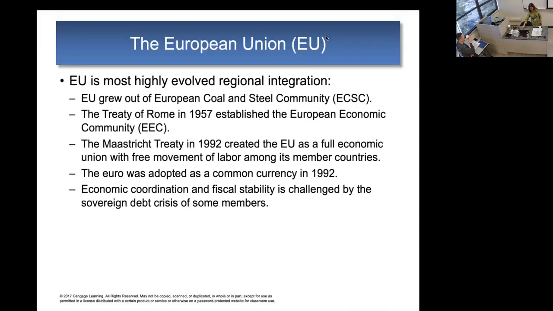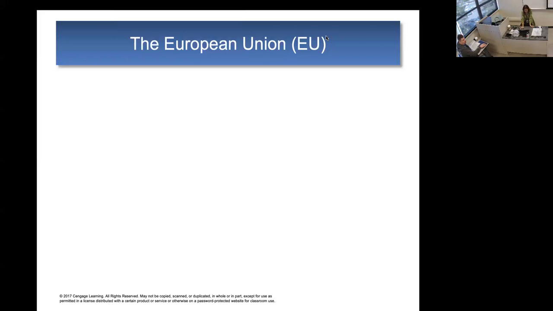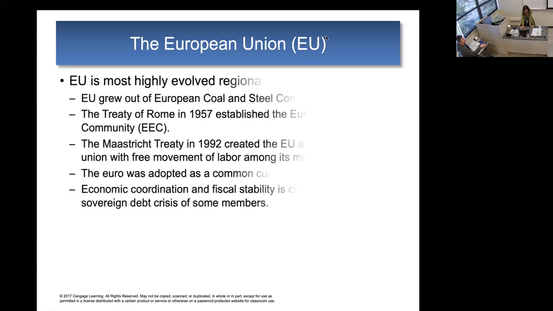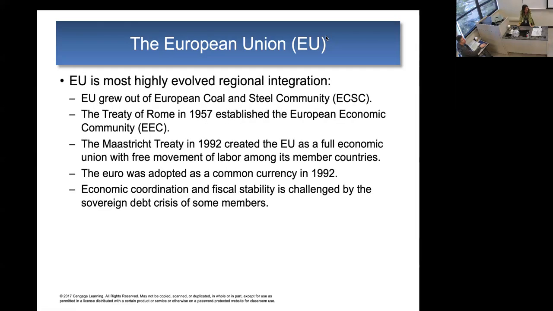So we already talked about the European Union. It grew out of the coal and steel industries. The Treaty of Rome in 1957 established the European Economic Community, right? That's what it was called in the beginning. So it was called the EEC, right, in the beginning. Then we had the Maastricht Treaty in 1992 that created the EU as a full economic union with free movement of labor among its members.